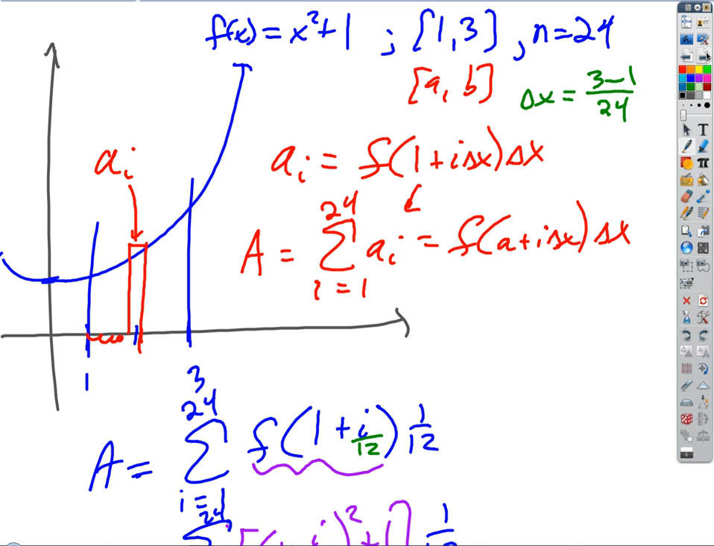Make more and more of them. Make them really small, exactly. How many would I need to get an absolutely perfect estimate? An infinite number. Now I can't use an infinite number because infinity is not a number, but we've done something in the past that might allow us to deal with infinity.